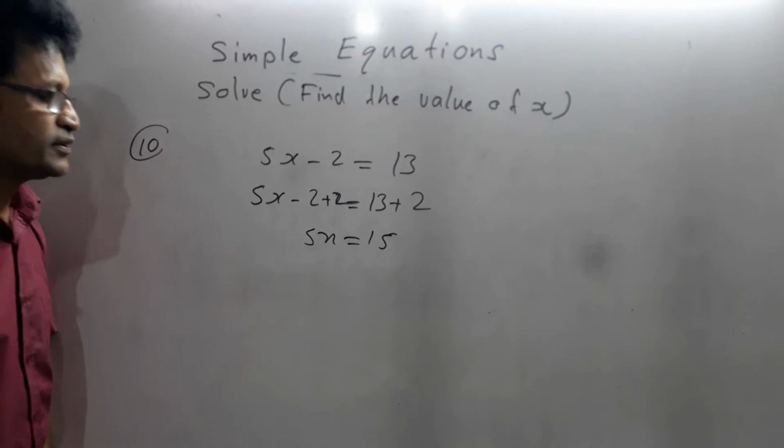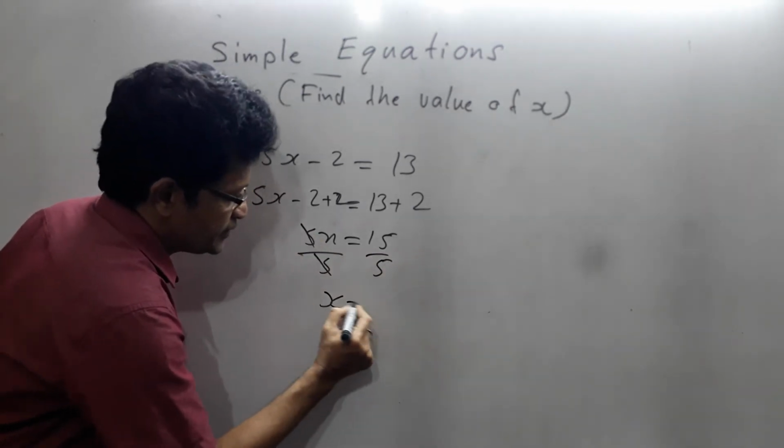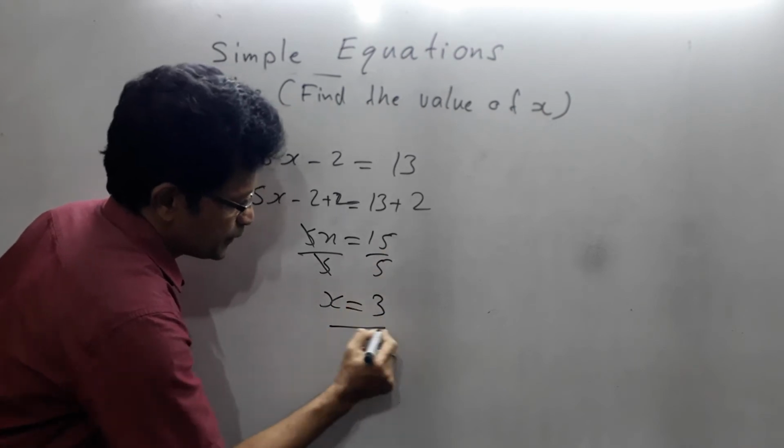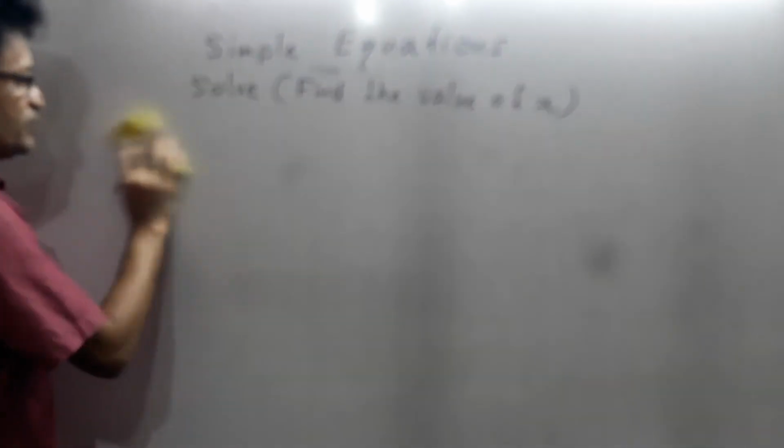So now 5x equals 15. How to find the value of x? Both sides you divide by 5. Then 5 and 5 cancel. x equals 15 divided by 5 is what? 3. Right. Now we do another question.